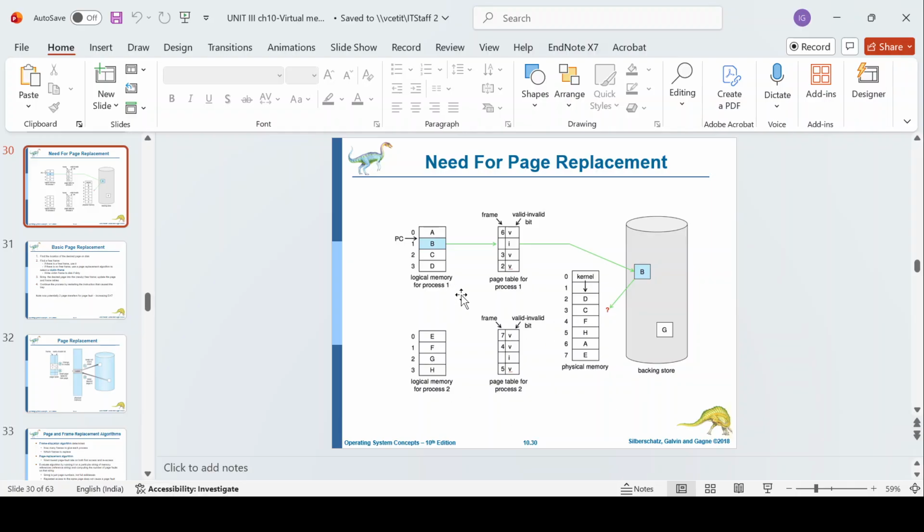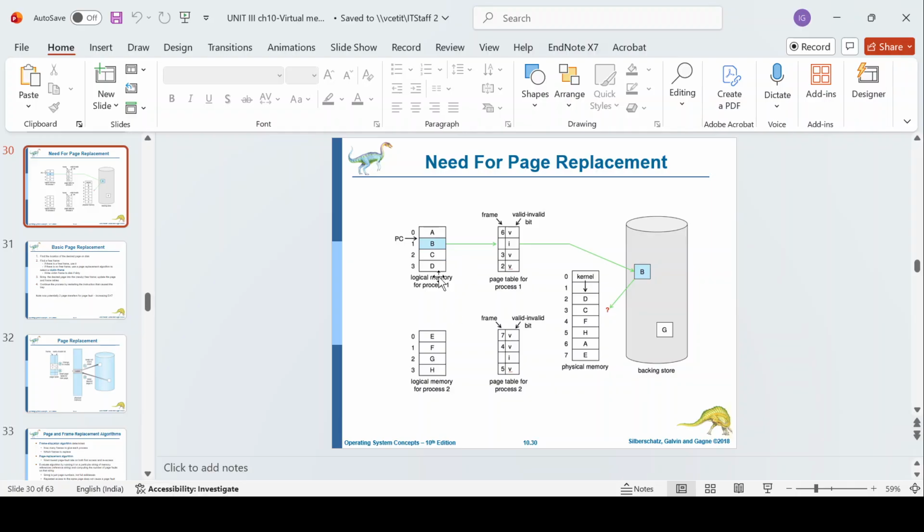Consider this example. We have two different processes, P1 and P2. In process P1 we have four different pages A, B, C, D, and in process P2 we have four other pages E, F, G, H.